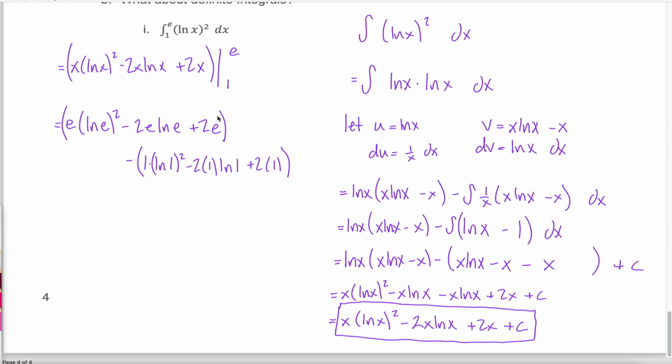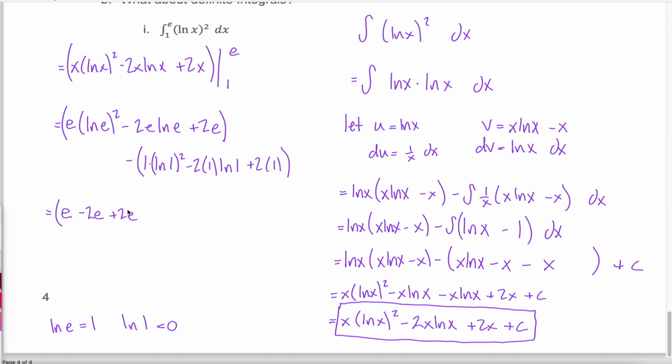Fortunately, because I chose 1's and e's, this is going to simplify really nicely. The natural log of e is just equal to 1, and the natural log of 1 is equal to 0. Some log facts that you may have known at some point in a pre-calculus class. So this natural log of e is just a 1, and 1 squared is just 1. So I got e times 1, or just e, minus 2e times the natural log of e. But again, this natural log of e is just equal to 1. So it's minus 2e times 1. In other words, minus 2e. And then I have this plus 2e.